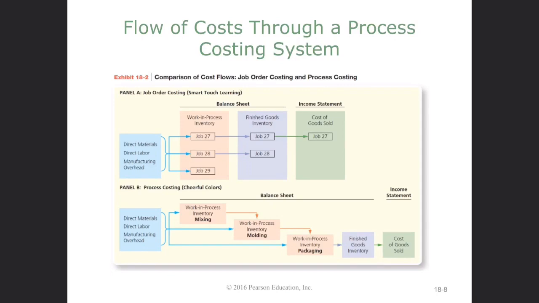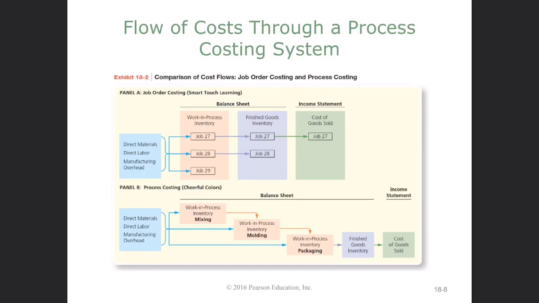For process costing, work in process, we're working on it. It's going to show on our balance sheet, and you see here, instead of it saying a job name, we are saying what we're doing. So when we're in the mixing process, this is for cheerful colors. It looked like mixing, molding, and packaging. I'm thinking maybe like a Play-Doh or clay or something. I'm not really sure what the product is here. But we're mixing everything here, and it's in work in process.